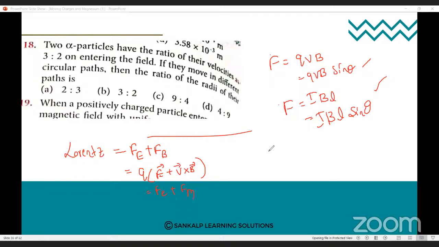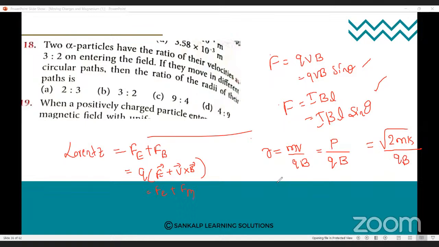The next one, when the charged particle is moving in a circular path, we get a few expressions. When the charged particle is moving in a circular path, its radius is given by mv divided by qB. Mass into velocity is nothing but momentum. So this is momentum upon qB, which is also equal to, momentum in terms of kinetic energy, root of 2mK divided by qB.